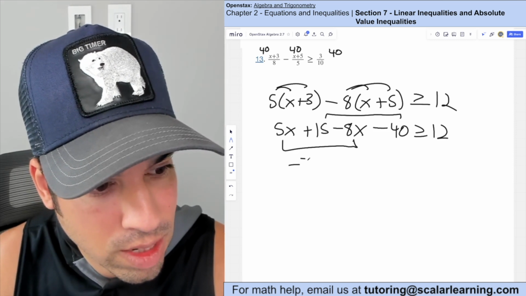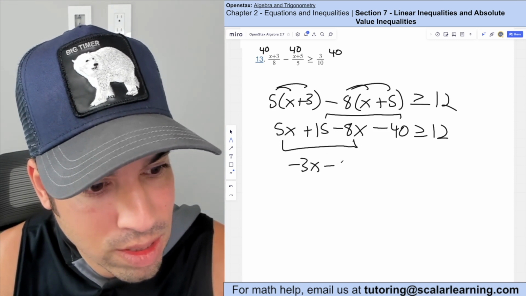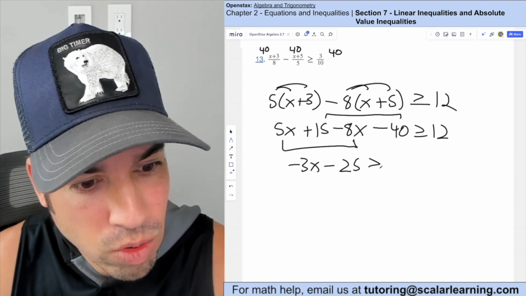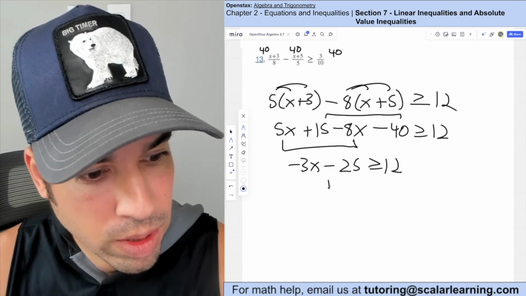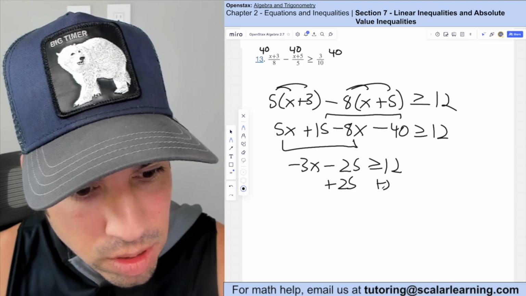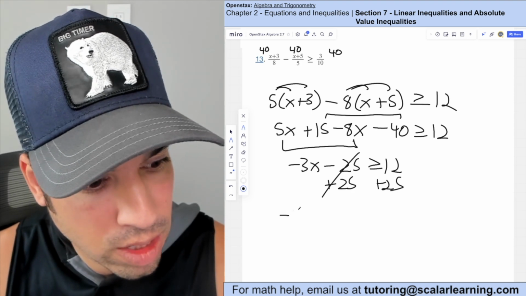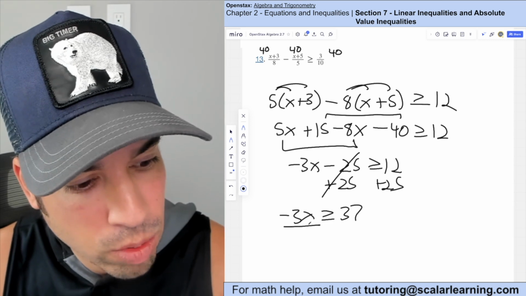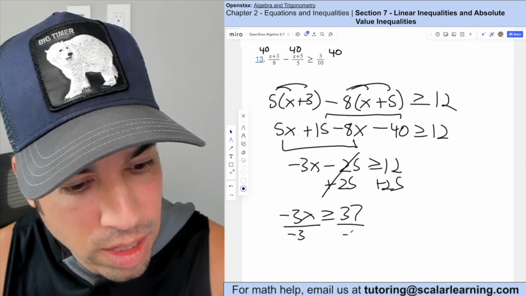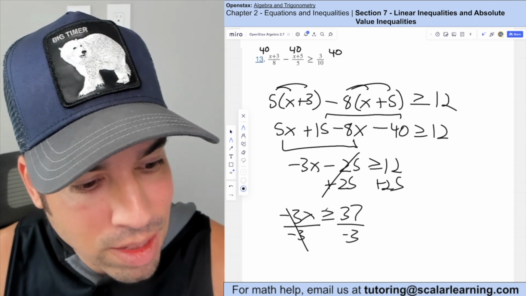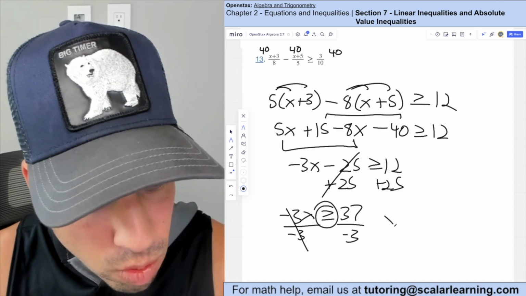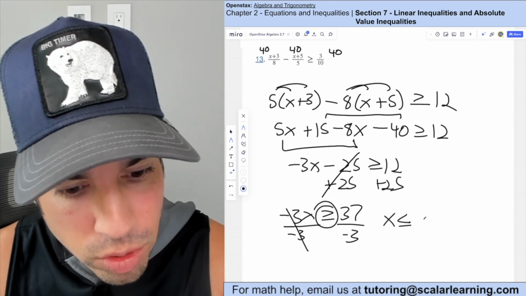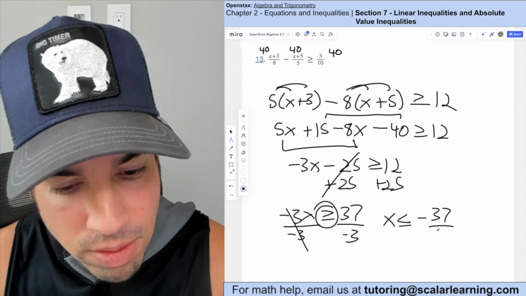Now combine like terms. 5x minus 8x is negative 3x. 15 minus 40 is negative 25 is greater than or equal to 12. So now we're going to add 25 to both sides. Boom, boom. And we get negative 3x is greater than or equal to 37. Last but not least, we're going to divide by negative 3 like so. When you divide by a negative, you have to flip that inequality. So x is less than or equal to negative 37 over 3.